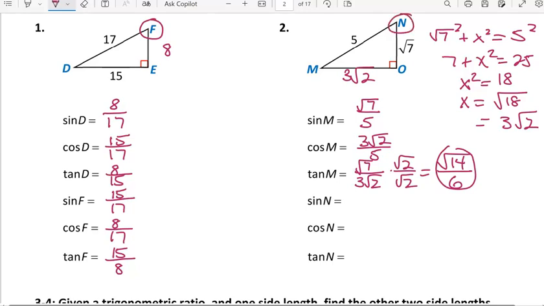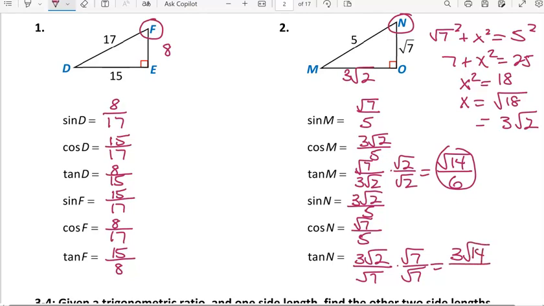Now we're switching gears to angle N. So sine of angle N is equal to the opposite over the hypotenuse. Cosine of angle N is equal to the adjacent over the hypotenuse. And tangent is equal to opposite over adjacent. So that's going to be 3 times the square root of 2 over the square root of 7. Now we have to rationalize that one by multiplying by the square root of 7 over the square root of 7.